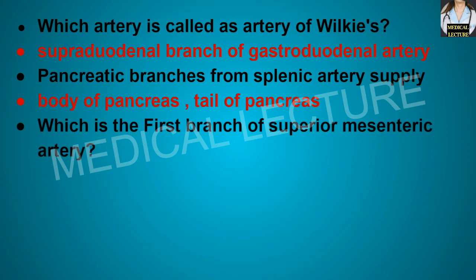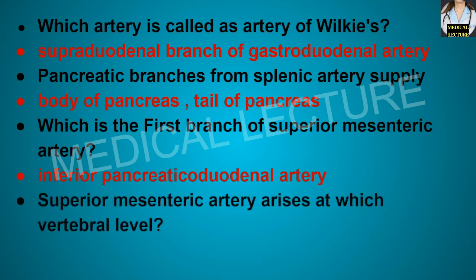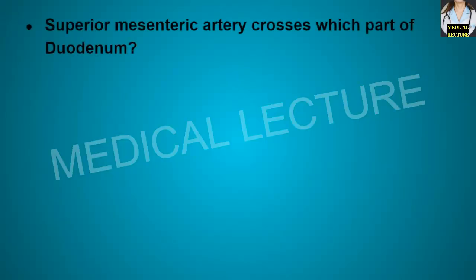Which is the first branch of the superior mesenteric artery? So it is the inferior pancreaticoduodenal artery. Superior mesenteric artery arises at which vertebral level? At the L1 vertebral level. Superior mesenteric artery crosses which part of the duodenum? So it crosses the third part of the duodenum.